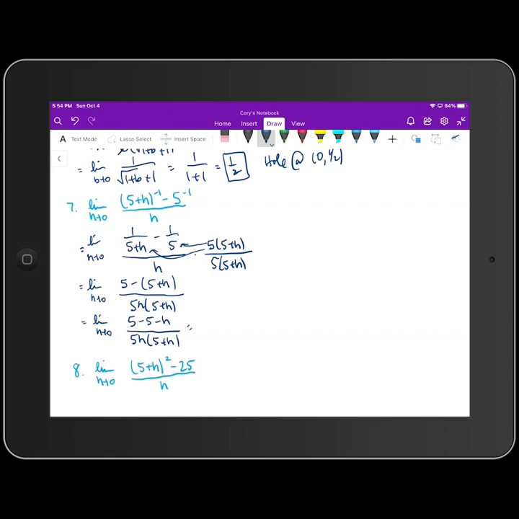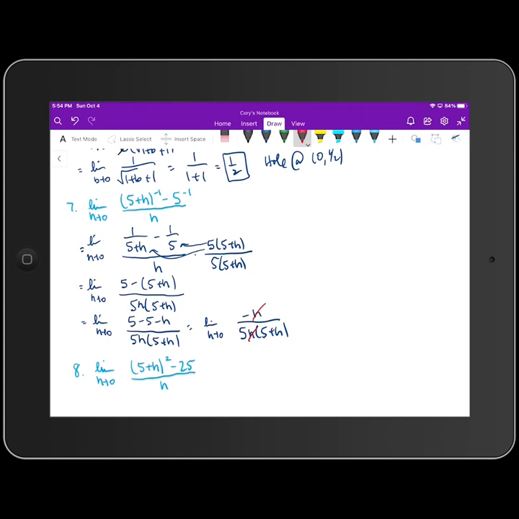And sorry, I'm running out of space, so I'm going to continue the limit on the right-hand side. So this is going to be equal to the limit as h goes to 0. That numerator is going to simplify to negative h. That denominator is 5h times 5 plus h. And now we can cancel that factor of h on top with the factor of h on bottom. And that was the factor that made both the numerator and denominator 0.